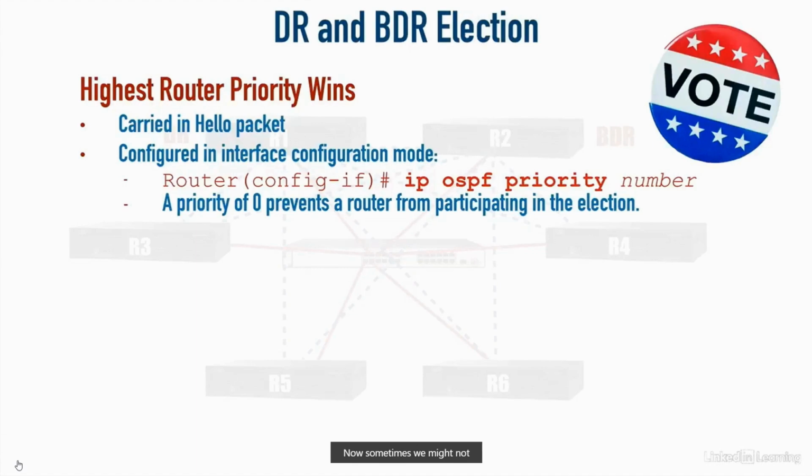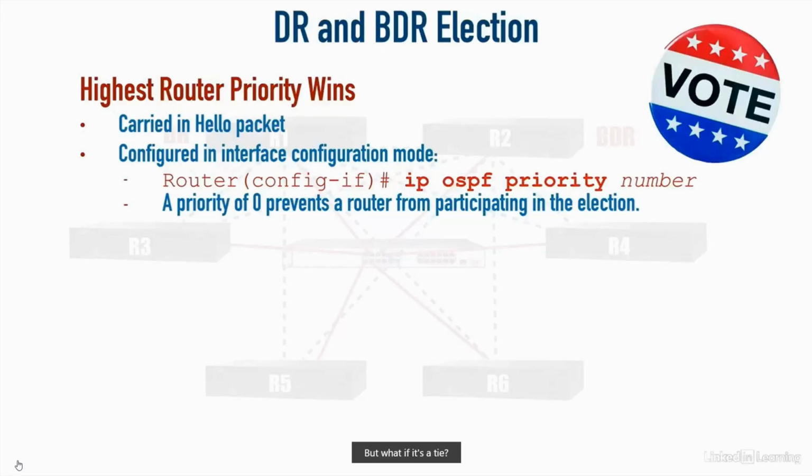Now, sometimes we might not want a router to participate in that election. Maybe it's a lower powered router. We don't want it to be accidentally elected as the DR or the BDR. So we can set a priority of 0. That's going to prevent a router from participating in the election. And whoever has the highest priority, they win. They're the DR. And the next highest priority is going to be the BDR, the backup designated router.